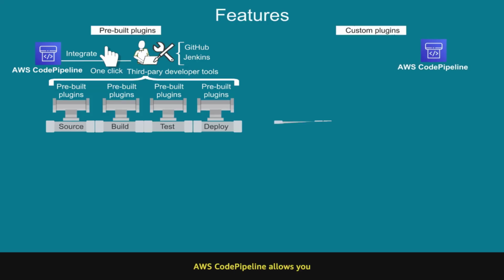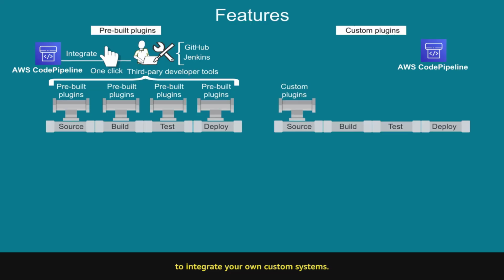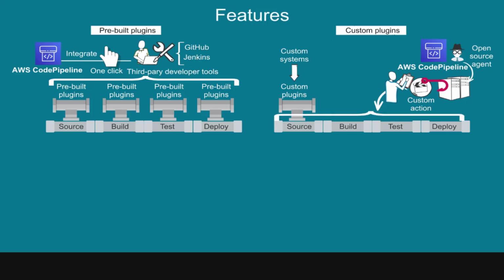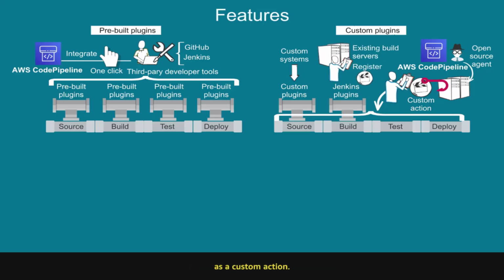Custom plugins. AWS CodePipeline allows you to integrate your own custom systems. You can register a custom action by integrating the CodePipeline open source agent with your servers. The custom action allows you to hook your servers into your pipeline. You can also use the CodePipeline Jenkins plugin to easily register your existing build servers as a custom action.